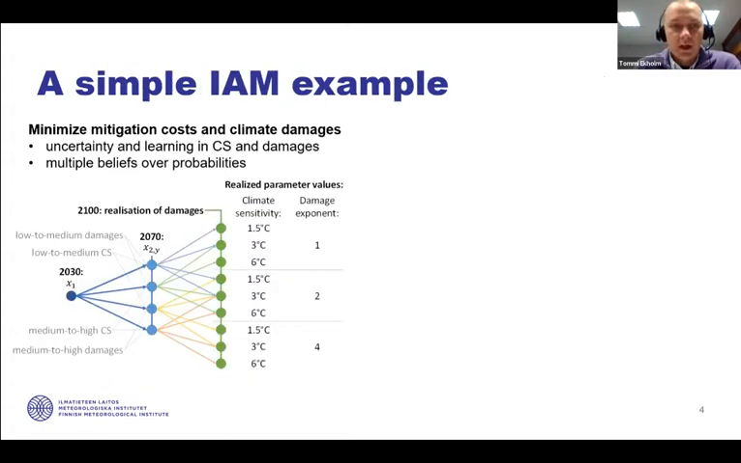beliefs. So we did a simple IAM example of this kind of minimizing mitigation cost and climate damages while considering uncertainty in learning in both climate sensitivity and the expression of climate damages. And then we had multiple beliefs over the probabilities of both the climate sensitivity, and that was actually directly from that Knutti and Hegerl paper, and then the damage exponent of Dice's type of damage function. And for that, there's no practical good data source, so we just made illustrative examples.